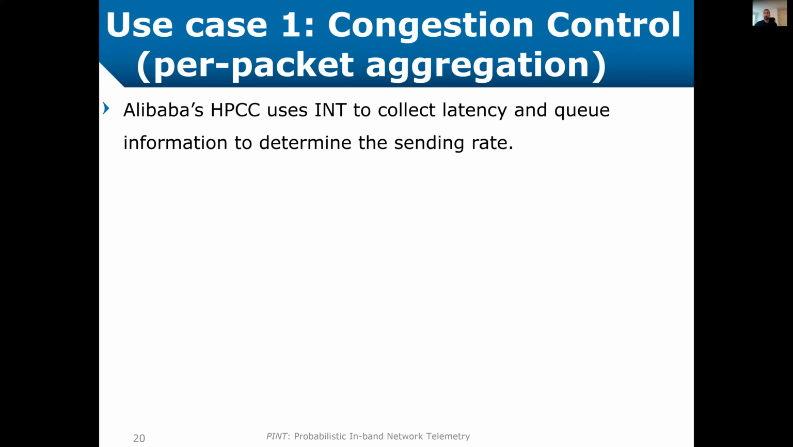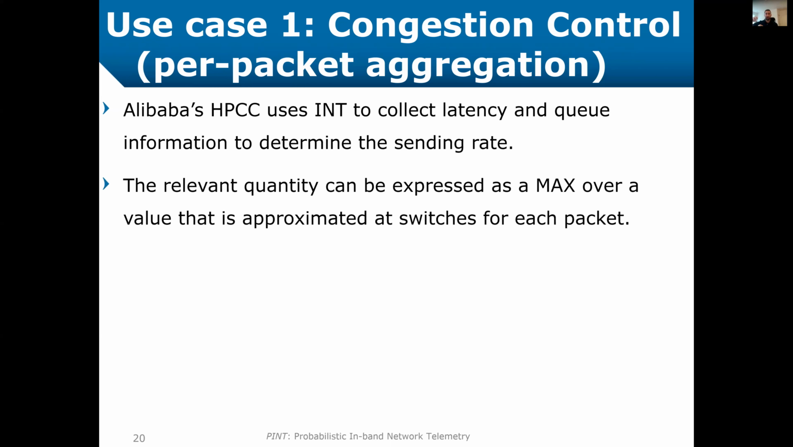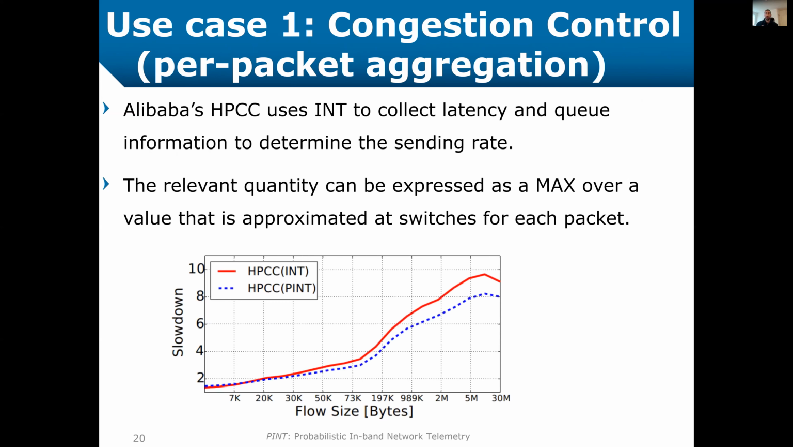So what we do in PINT is we move the computation of the formula from the end host to the switches. We also use approximations, and now we can only track the maximum congestion signal on the packet, and we can do this with far fewer bits than HPCC does. As a result, we get improved performance on the long flows, because now we can send fewer packets to send the same amount of information.